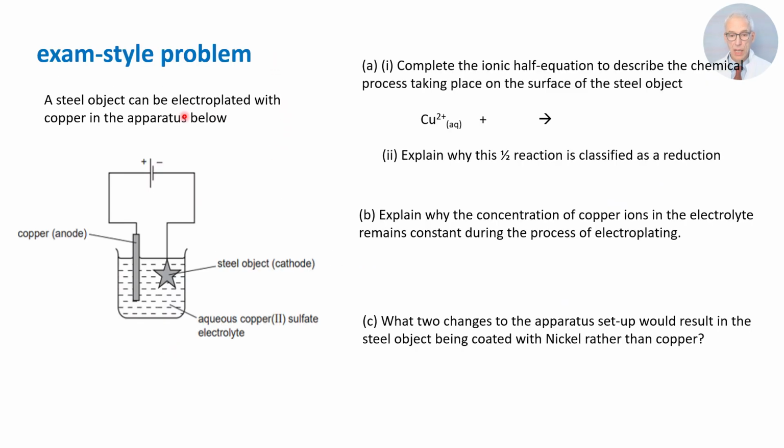Here's the problem. A steel object can be electroplated with copper in the apparatus as set out below. Here we have the copper anode, the steel object as the cathode, the electrolyte aqueous copper 2 sulfate. Complete the ionic half equation to describe the chemical process taking place on the surface of the steel object. So complete this half equation. Explain why this half equation is classified as a reduction. Explain why the concentration of the electrolyte in terms of copper ions remains constant during electroplating.